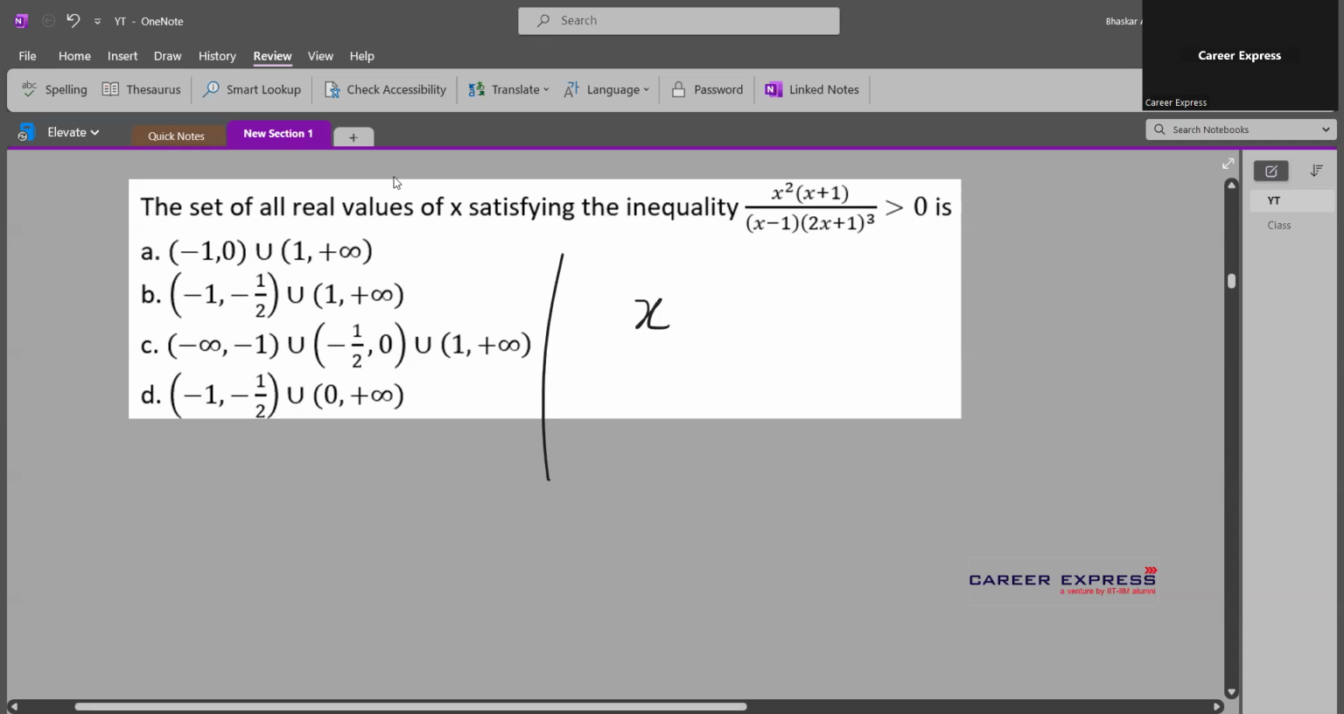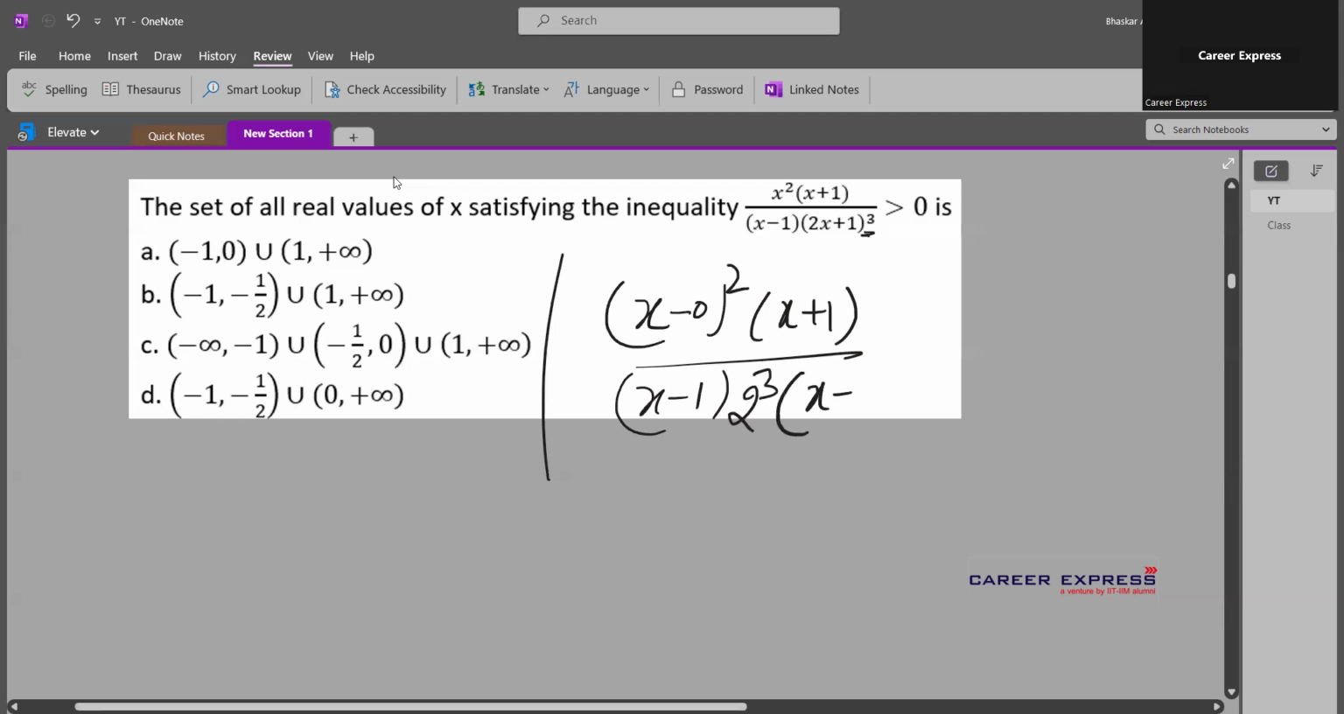We can write this as x minus 0 whole square, x plus 1, x minus 1, and we can take 2 common from here. So if I take 2 common, because of this cube, it will be 2 cubed when it comes out, and x plus 1 by 2 whole cube. Now that should be more than 0. So that is how we modified the question. We manipulated the question. Now 2 cube is 8.